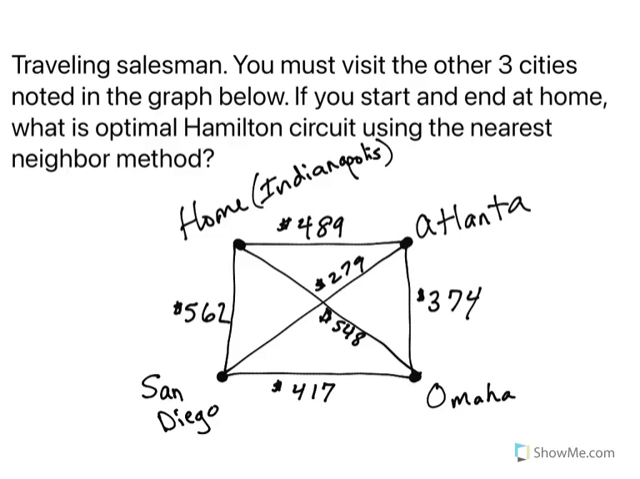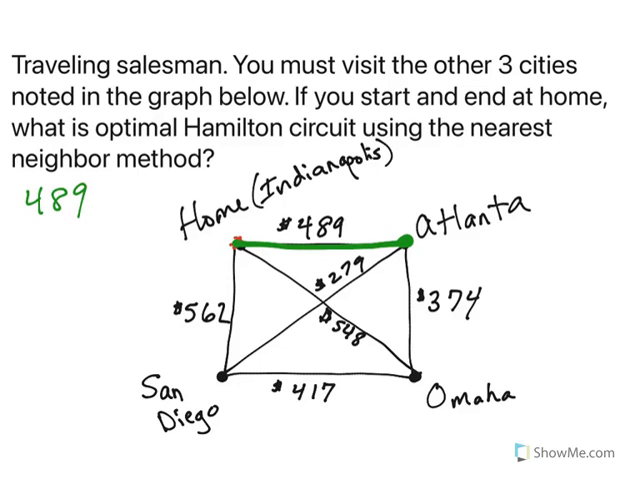Now, remember that we have to start and end at home, and we don't want to repeat, right? You don't want to go back through Atlanta or anything like that. So when we're starting at home in Indianapolis, where are we going to go first? Well, from Indianapolis, the cheapest flight would be to Atlanta. So we're going to start by going to Atlanta, which gives us our first plane ticket cost of $489.